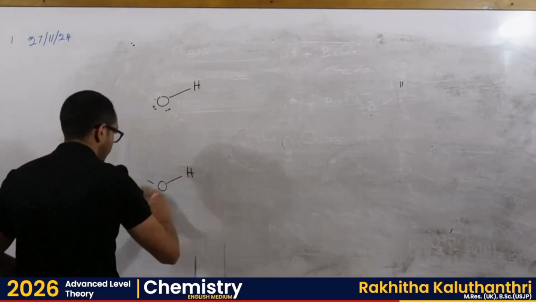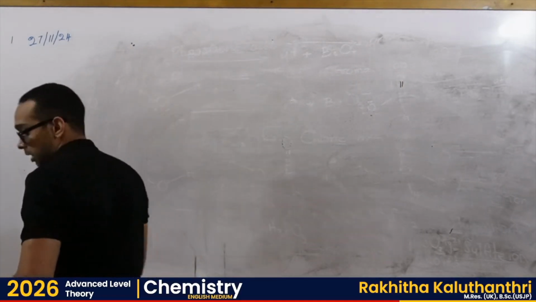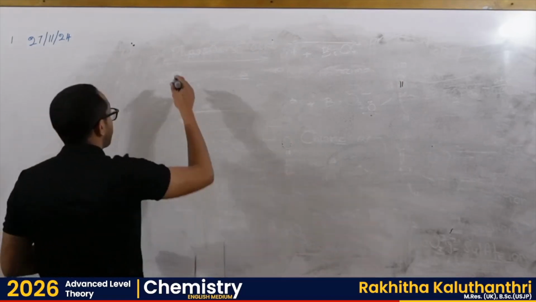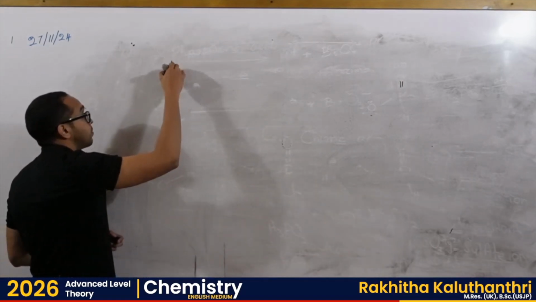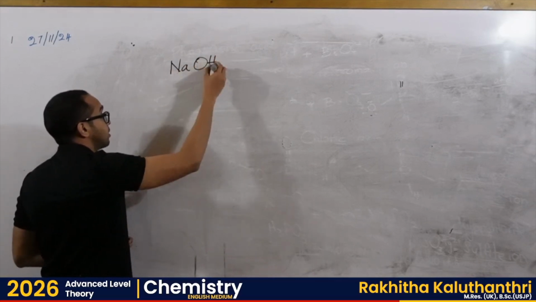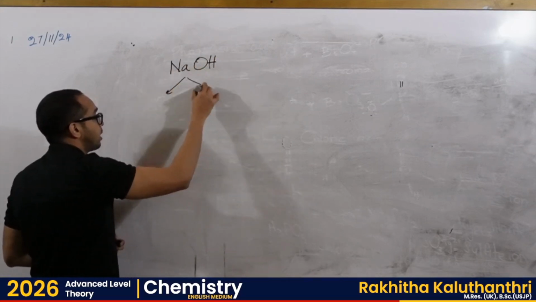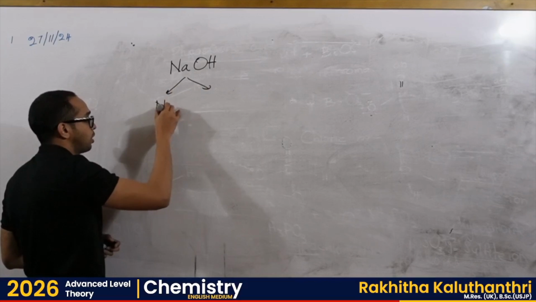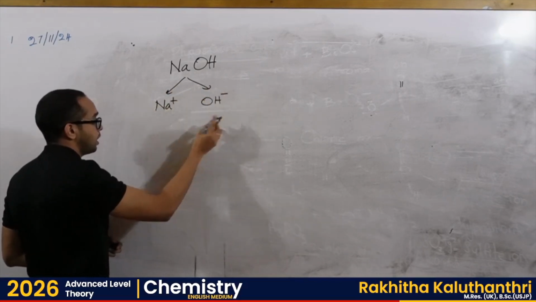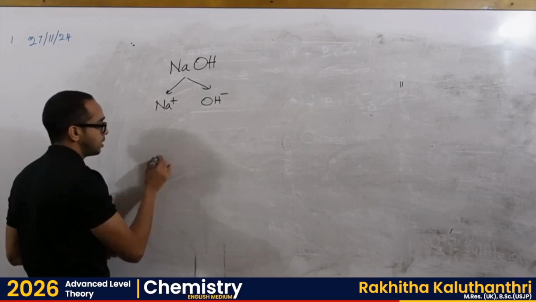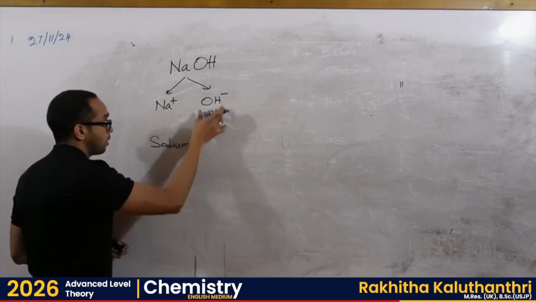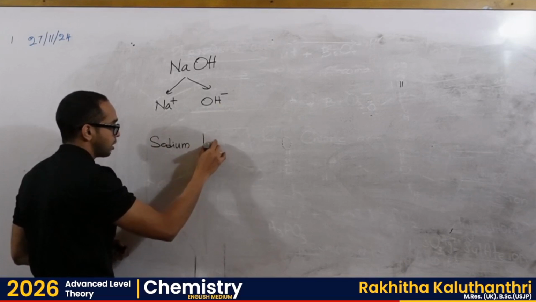When it comes to naming bases, it's just like naming ionic compounds, nothing more. You write the name of the cation followed by the name of the anion. For example, NaOH. We know in water it can release OH minus ions. That's why it is called a base, right? What is the name of the cation? I will write the name here, sodium. What is the name of the anion? Hydroxide.